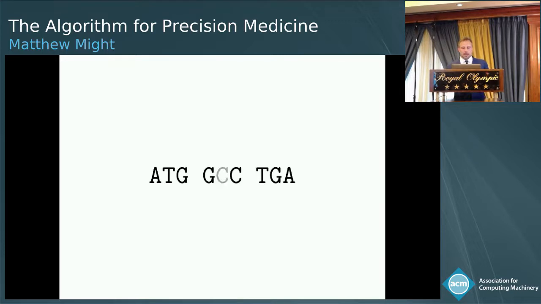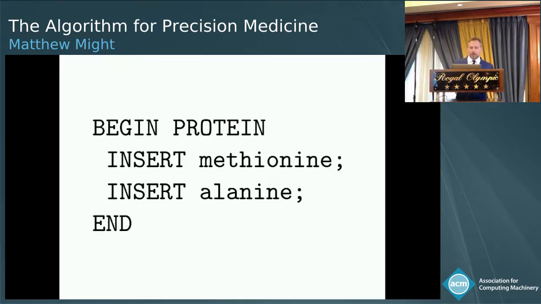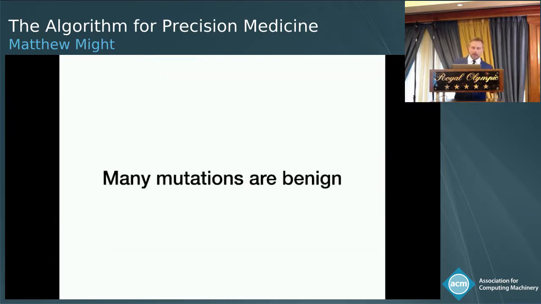So if we take this program and we change out a letter, this is called a single nucleotide polymorphism. We change a C into an A, and we get, not surprisingly, a different program. So instead of inserting an alanine now, you insert an aspartate. And the challenge here is that many mutations are benign. If you look at the difference between the average two people, we could have up to 20 million different mutations between us. Most of them obviously aren't going to hurt us.